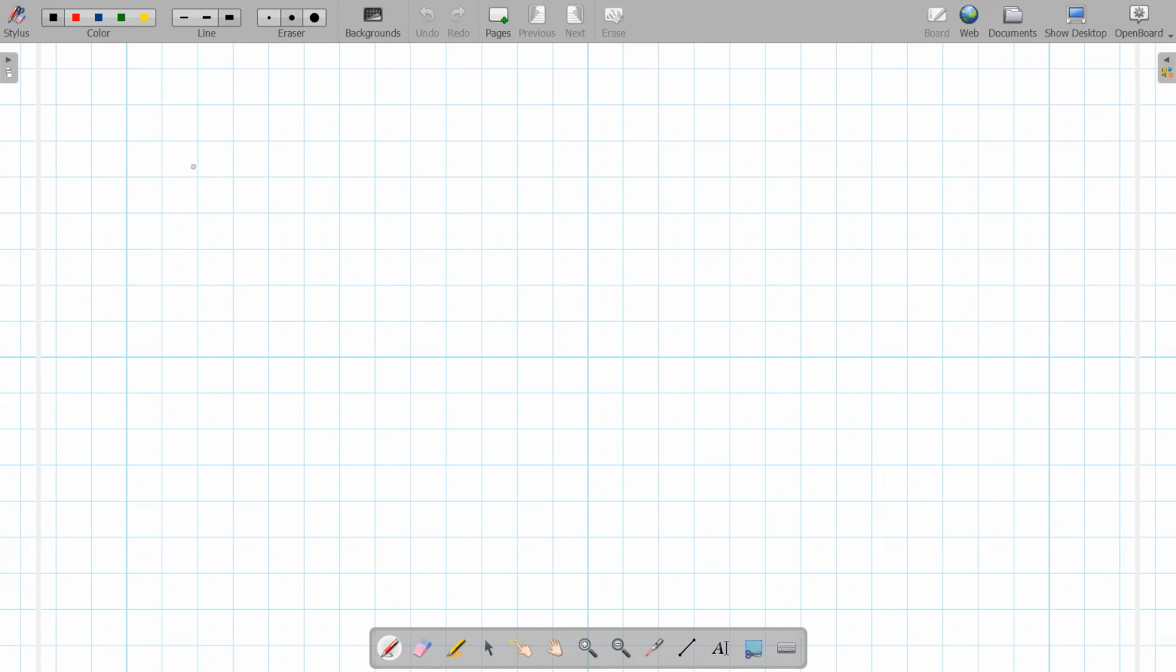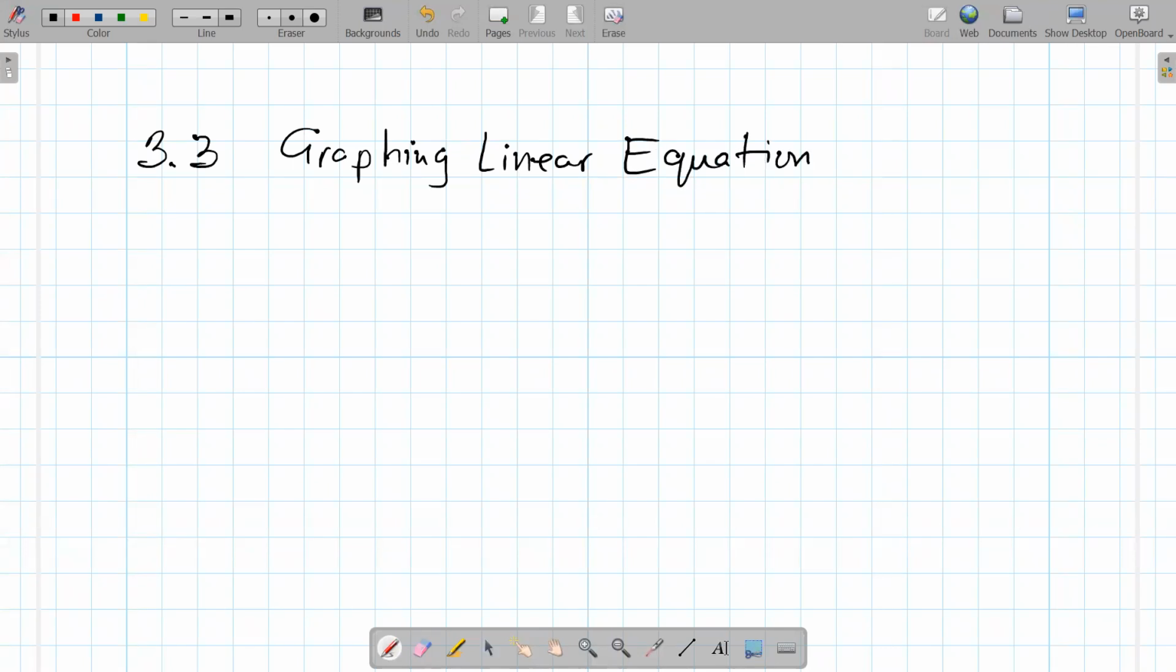We want to look at the section where we graph linear equations using intercepts. You'll find this under section 3.3. So let's go with 3.3. Graphing linear equations using intercepts.